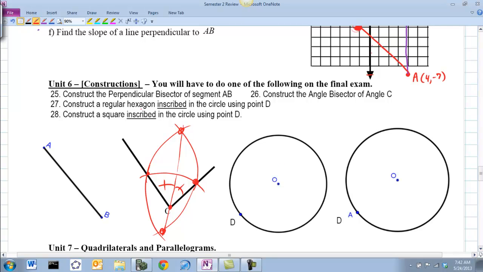The regular hexagon, this is number 27. What you would do is start by putting the point right here at letter D, stretching your pencil to point O, and then drawing a curve right here. So what we've done now is we've made an arc, a segment that's the same length as the radius of the circle. Then you move the point to this point and do it again and connect those two, and then do it again and connect those two, and rinse and repeat all the way around until you get yourself a nice regular hexagon.